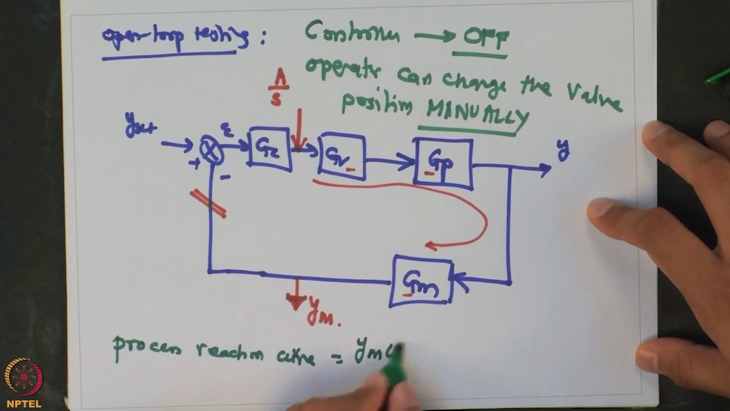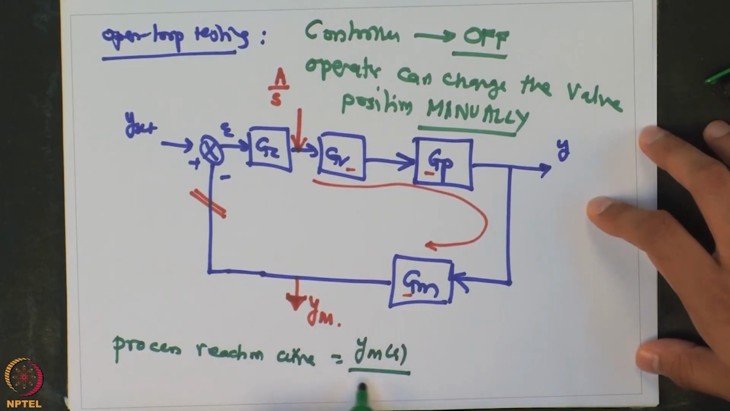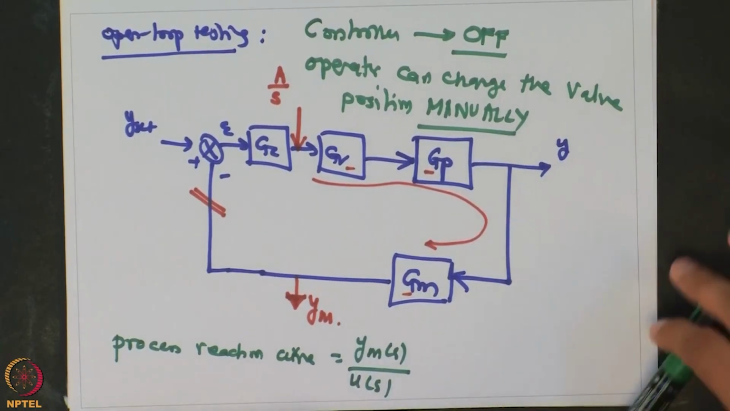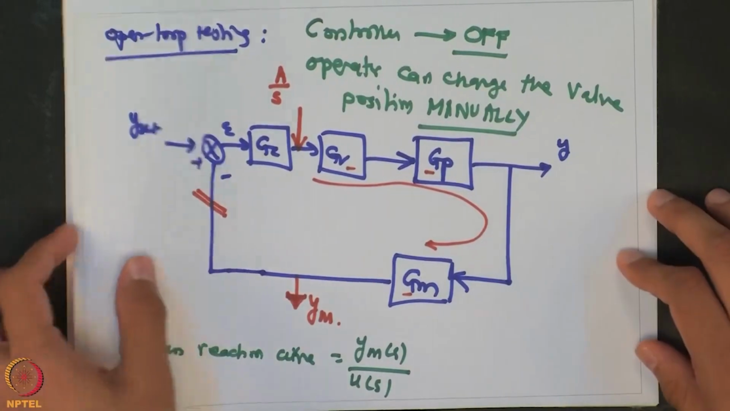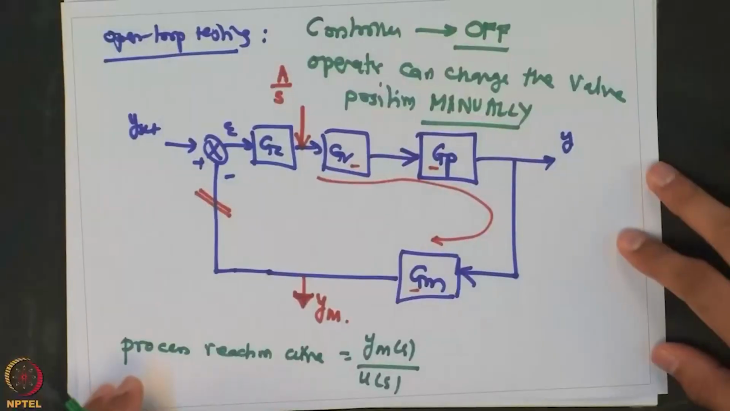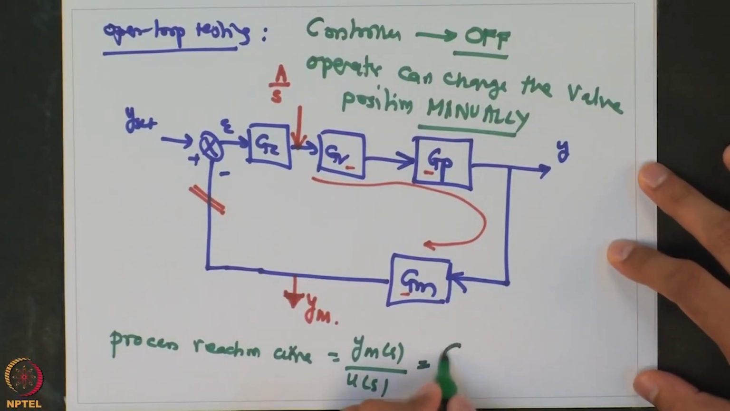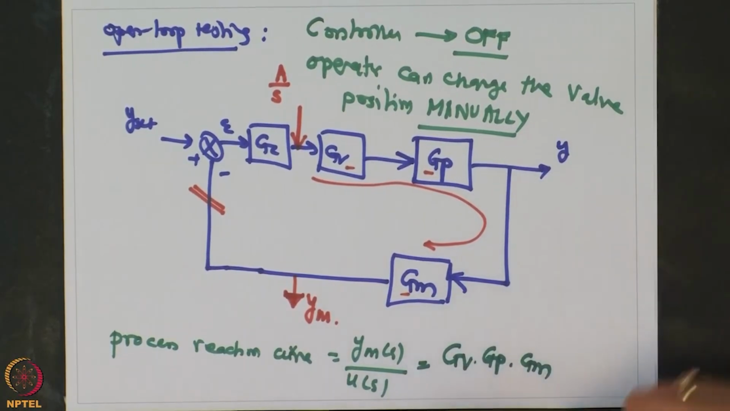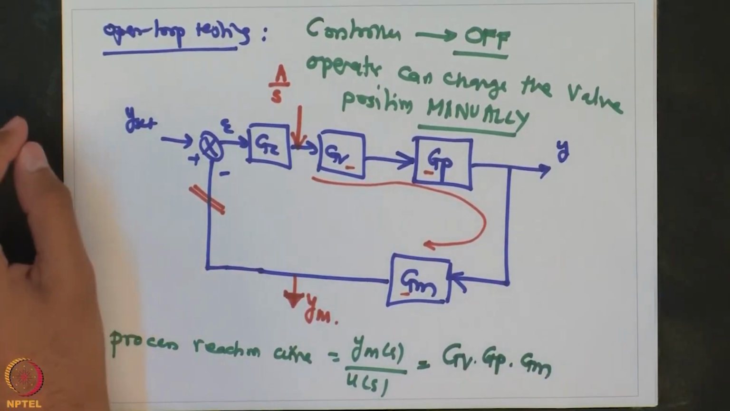So what we are interested in is how does this measured output change as a function of the valve opening, and this is obtained for a real process, which is nothing but a product of GV, GP and GM. So if you have these three quantities, you can also generate the process reaction curve even though you do not have an actual plant for which you want to do the open loop testing.